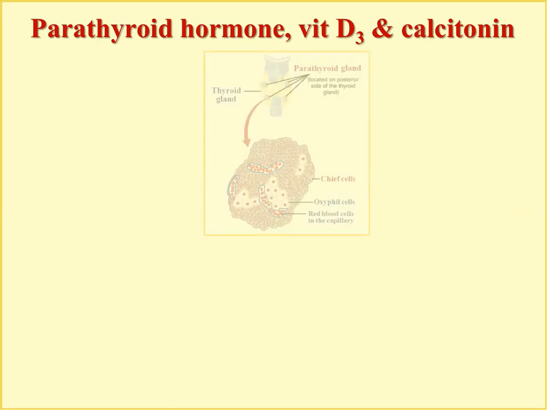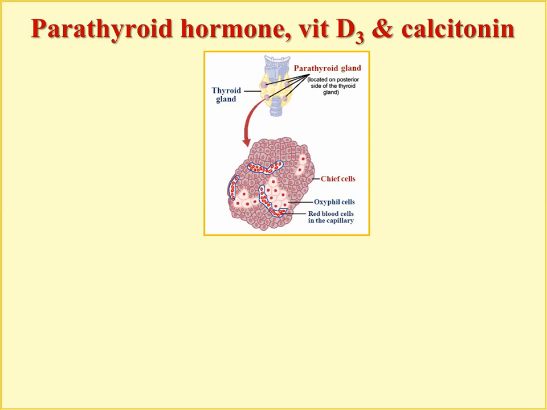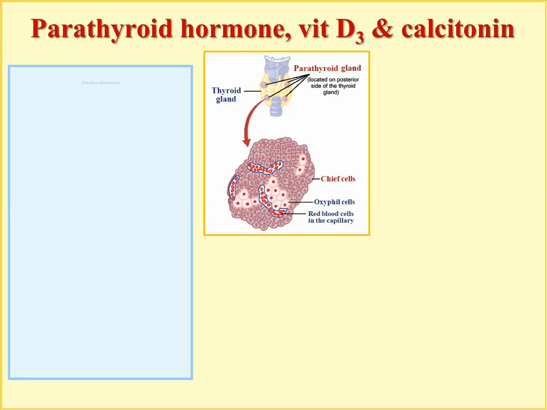Let's start from the most important, which is parathyroid hormone. This hormone is produced by parathyroid glands, and there are 4 of them located on the posterior side of the thyroid gland. They are very little, just a few millimeters in size, but it's enough to produce parathyroid hormone. This hormone, which is secreted by chief cells of the parathyroid gland, is the main hormone that participates in regulation of calcium, and its action is to increase blood calcium level.